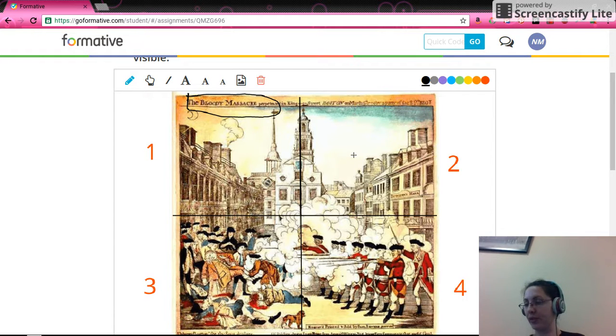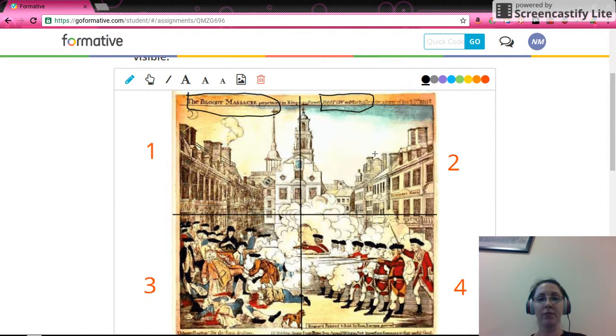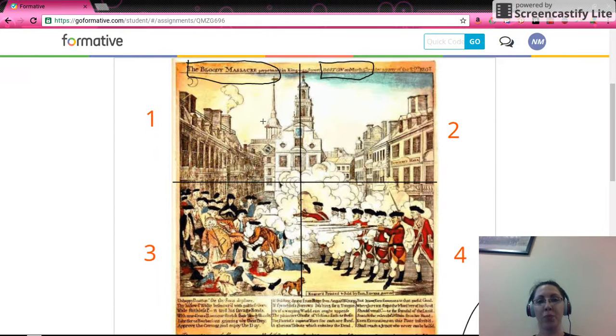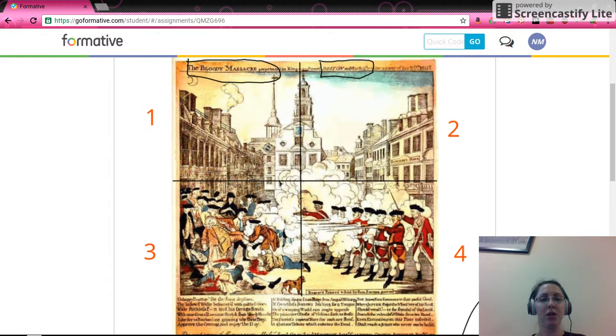Quadrant 2 or section 2, I see at the top it says Boston and March 5th. So I know this is happening in the city of Boston. So it's the streets of Boston on March 5th. And notice how I'm not necessarily pulling out every little detail. I could point out that there's buildings, that it's nighttime, but what I'm really focusing on is the most important aspect. It's a bloody massacre, happens in Boston.